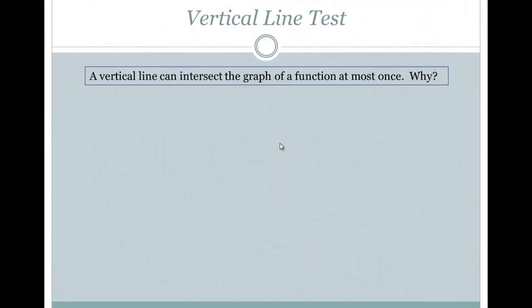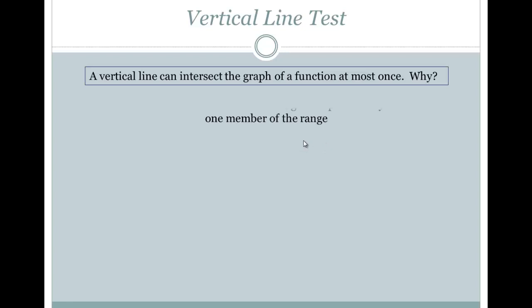The vertical line test is basically a test to look at a graph and to see if it's a function or not. Basically the vertical line test is saying that if the graph is a function, then a vertical line will intersect the graph at most one place. And I guess the question is why?